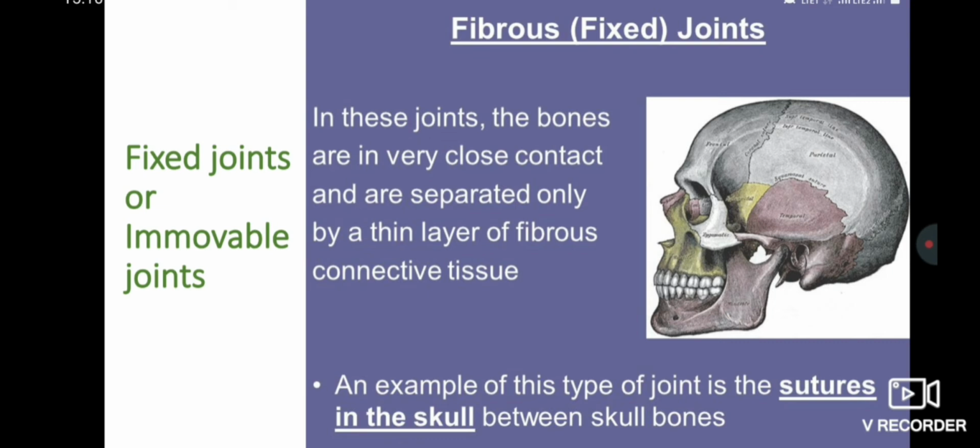Okay. In our skull, immovable joints are present. In these joints the bones are in very close contact and are separated only by a thin layer of fibrous connective tissue. As you know, bones are connected together by a tissue. So these are some bones connected with these fine lines. You can see over here some fine lines. These fine lines are connective tissues. Okay. An example of this type of joint is sutures in the skull, between skull bones.